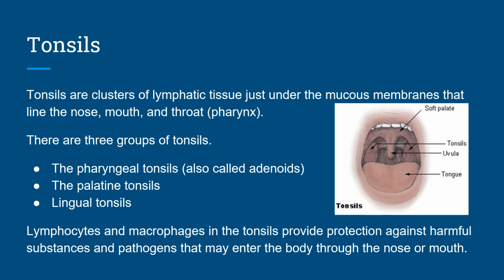The palatine tonsils are the ones that are located near the opening of the oral cavity into the pharynx. Lingual tonsils are located on the posterior surface of the tongue, which also places them near the opening of the oral cavity into the pharynx. Lymphocytes and macrophages in the tonsils provide protection against harmful substances and pathogens that may enter the body through the nose or mouth.